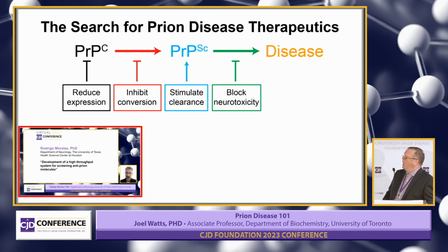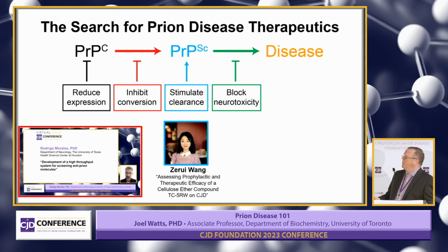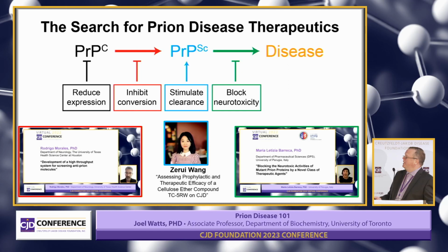You're going to hear a talk from Rodrigo Morales, who is using PMCA to identify small molecules that inhibit the conversion of PrPC to PrPSc. You're going to hear a talk from Zurui Wang about these really interesting compounds called cellular ethers that we don't know exactly how they work, probably by breaking up pre-existing aggregates so that they can be cleared. And also Maria Letizia Barreca, who's going to talk about identifying compounds that block the neurotoxicity associated with prions.